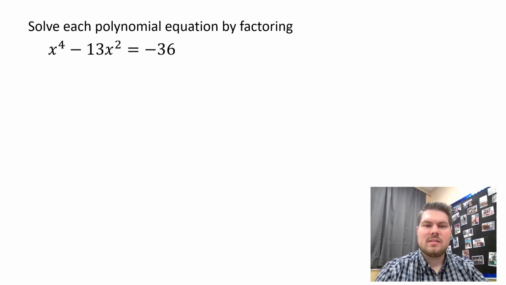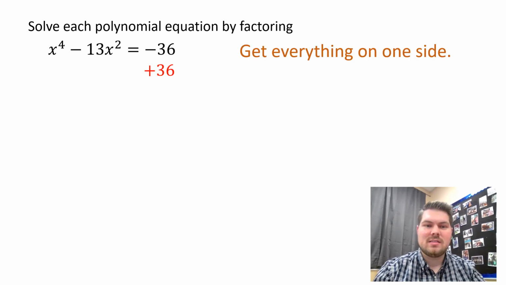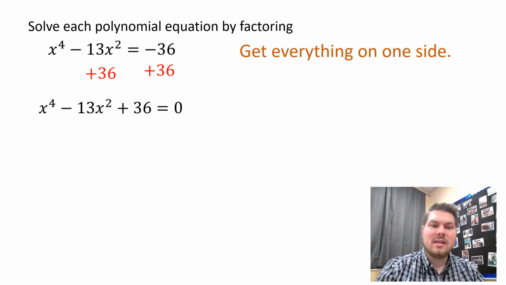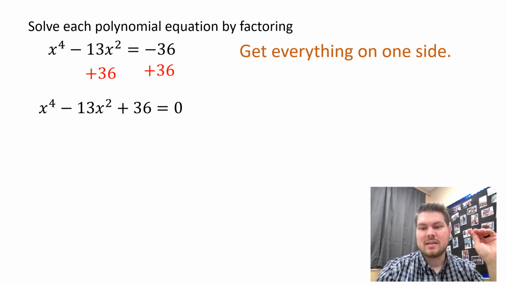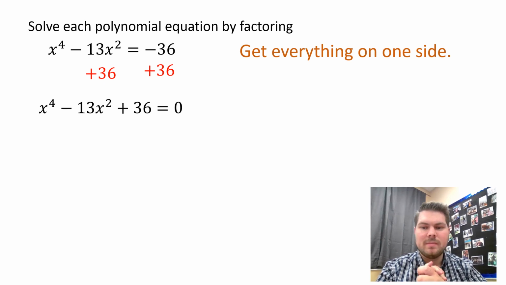All right, now let's solve this one. Now remember, it's supposed to be equal to 0, so we need to move our 36 back to the other side. It's on the wrong side. I don't know what it's doing over there, but let's move it on over by adding 36 on both sides. So now that we've added 36, we get x to the 4th minus 13x squared plus 36. Make sure you remember that it's x to the 4th because that'll come into play in just a moment.